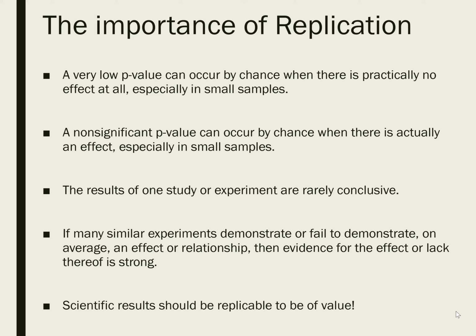If many similar experiments or studies demonstrate or fail to demonstrate on average an effect or relationship, then that would build up more evidence either for or against the effect or relationship. So replication is critically important. It's incredibly rare for one study to be the end all and be all, to be conclusive about a given effect or relationship. Basically, scientific results should be replicable to be of general value. The result of one study could be important, but the result of one study could be a type 1 error, or the result of one study could be a type 2 error.